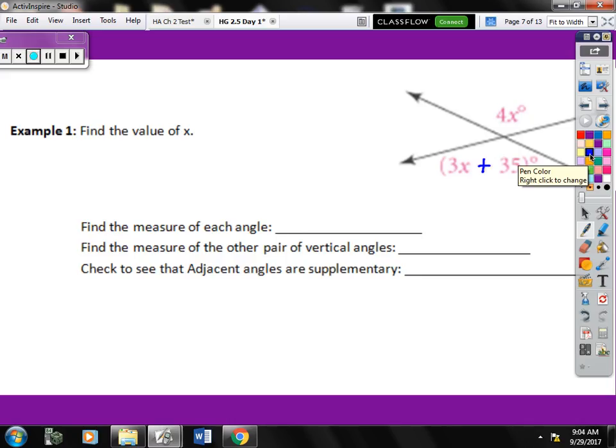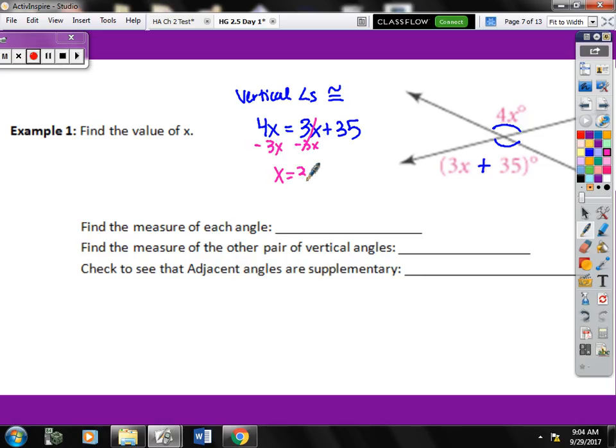So the first thing you want to notice are we have these two angles. What type of angles are these? They're vertical angles. And we know vertical angles are congruent. We know that the definition of congruent angles is that they're equal, right? So because these are both congruent, I can set their measures equal. 4x equals 3x plus 35. Solve for x. x is 35.